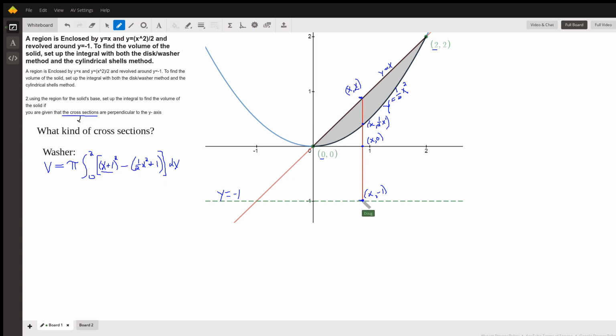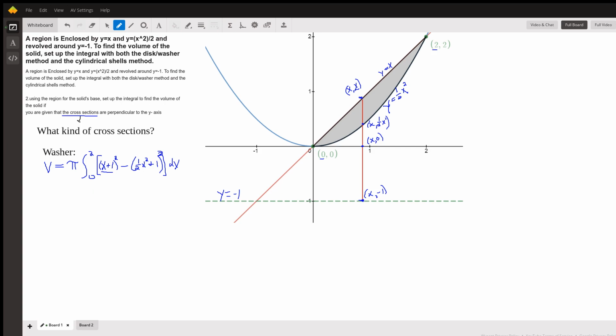The inner radius will be the distance from here up to this point, which is 1/2 x squared for a y-coordinate. So this total distance, the inner radius, will be 1/2 x squared minus -1, or 1/2 x squared plus 1. Whoops, I forgot to put a square here. Inner radius squared. Okay, so if you had to actually evaluate that, you'd square this binomial, combine similar terms, find an antiderivative, then integrate from 0 to 2.